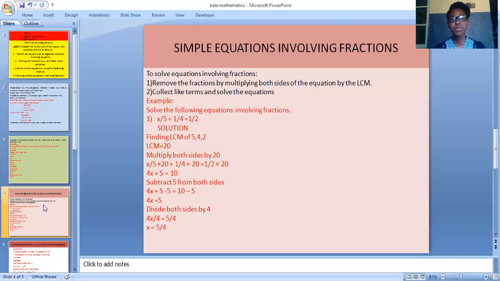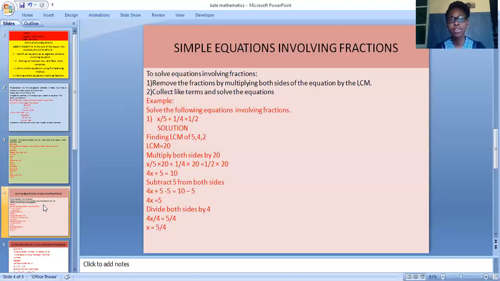Subtract 5 from both sides. Why are we subtracting 5 from both sides? So that the value of 4x will stand alone for us to be able to find the value of x. Subtract 5 from both sides. We have 4x plus 5 minus 5 equals to what?